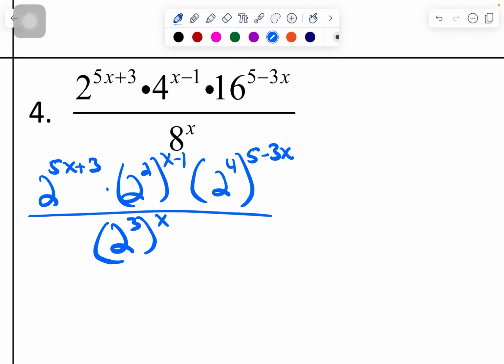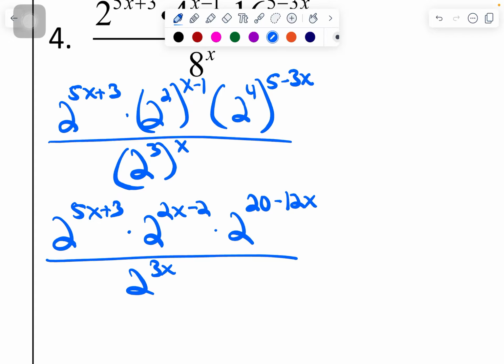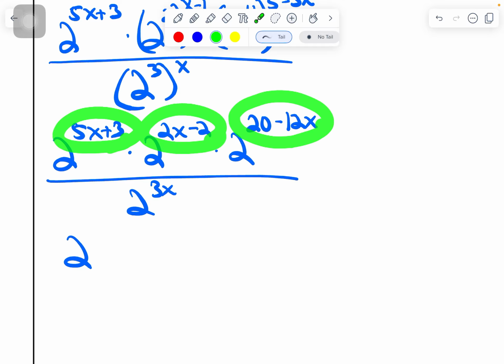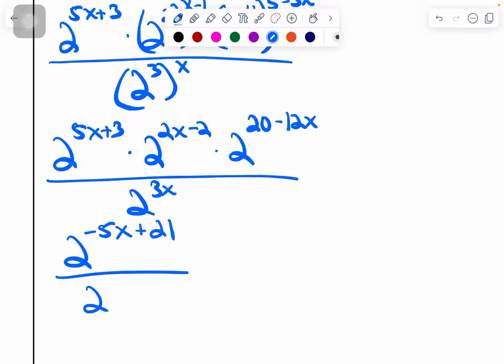All right. So let's clean up this mess. So 2 to the 5x plus 3, times 2 to the 2x minus 2, times 2 to the 20 minus 12x, all over 2 to the 3x. In the numerator, I'm going to add up all of my exponents. So I've got, let's see, 5x plus 2x is 7x. 7x minus 12x would be negative 5x. Let's see, 3 minus 2 is 1. 1 plus 20 would be positive 21, all over 2 to the 3x.